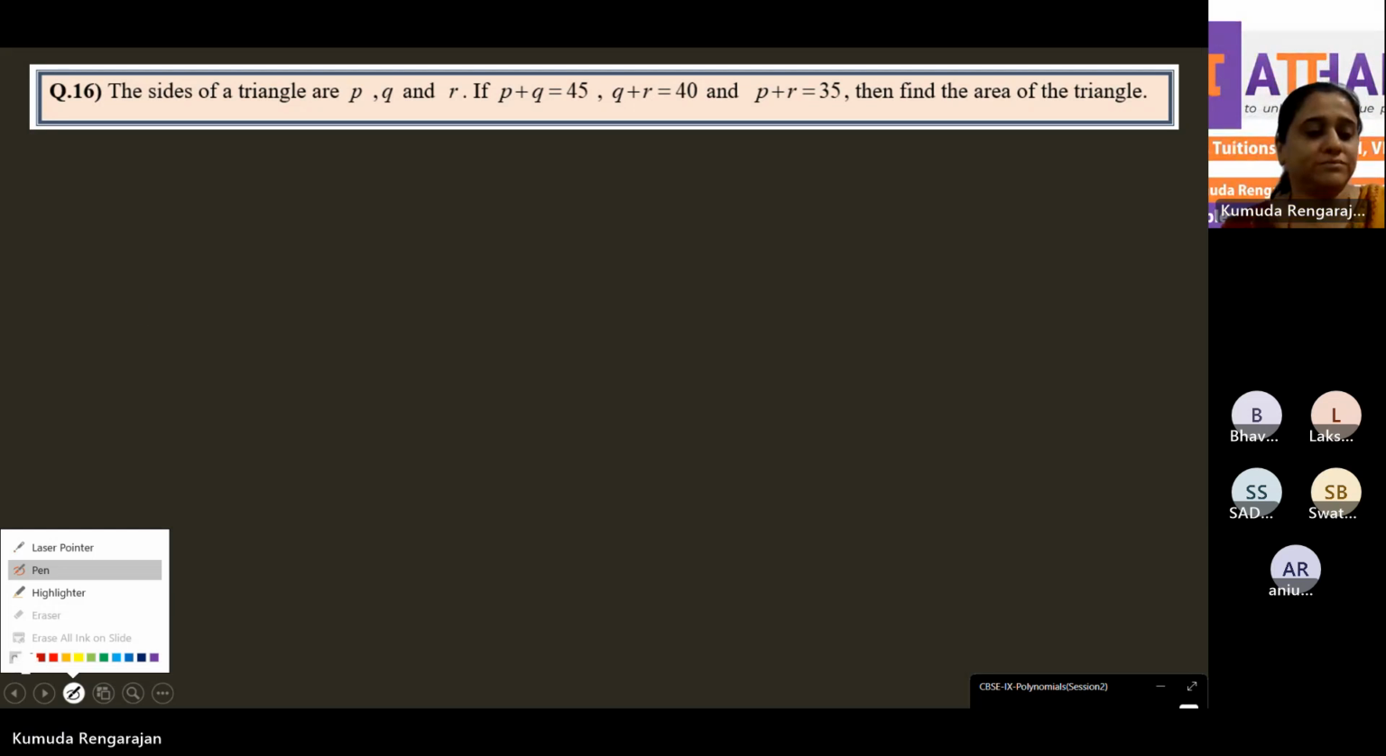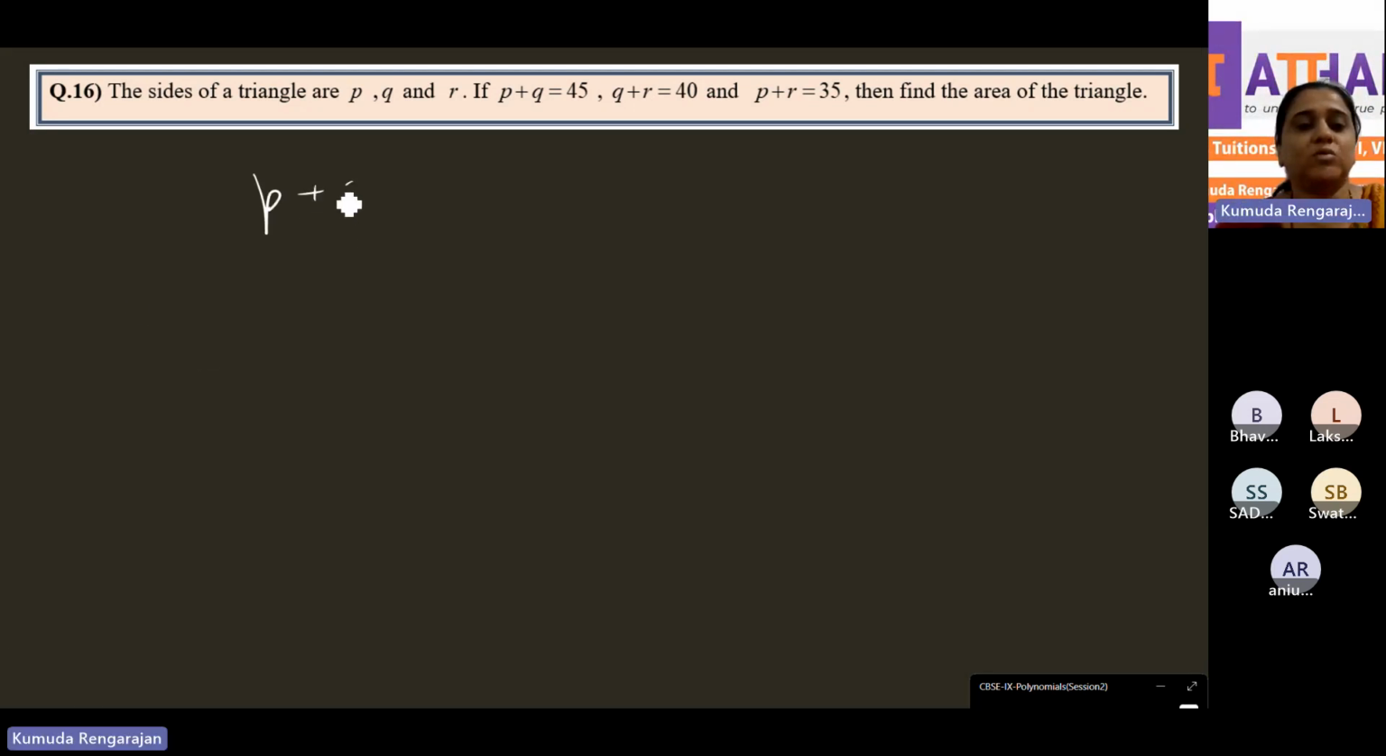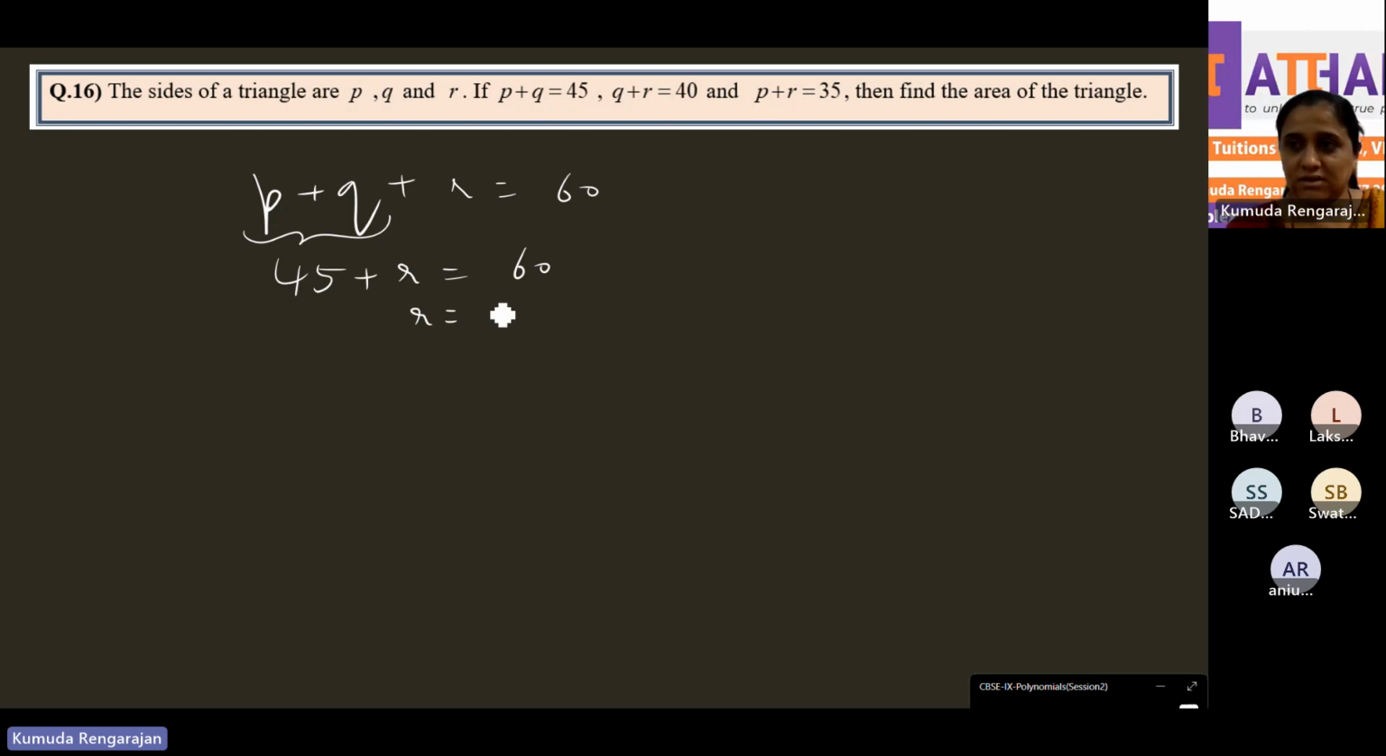Now, P plus Q plus R is 60. But what is P plus Q? 45. So 45 plus R is equal to 60. So what is R? 15. What are P, Q and R? The sides of the triangle. See, we found one side now.